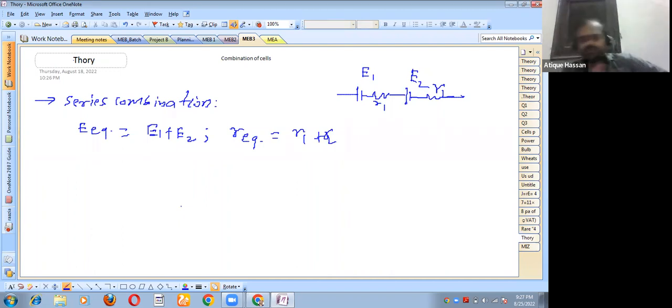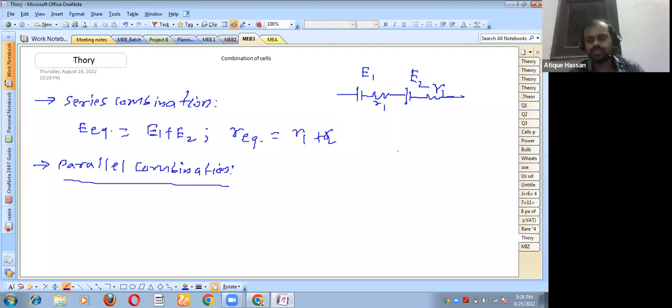For n number of cells, we will add more cells. If there are 3 cells, then it will be E1 plus E2 plus E3. If there are n cells, then it will be E1 plus E2 plus E3 up to En. Same way with the resistance. Now the main question arises when we have combination of cells in parallel. Series we already know, we can solve the questions. The parallel formula is a little difficult to remember.